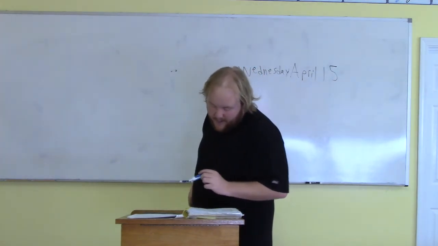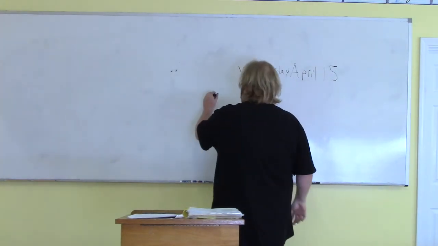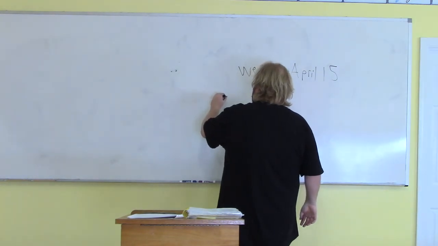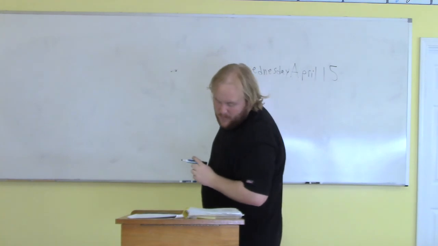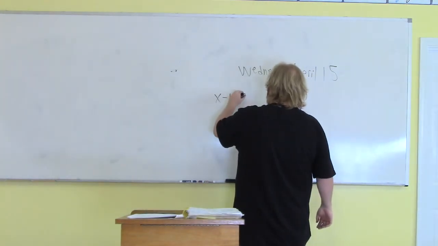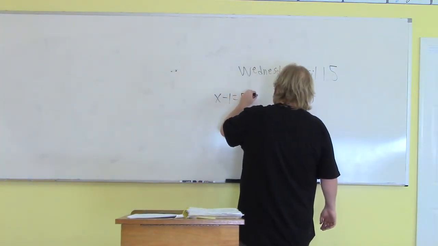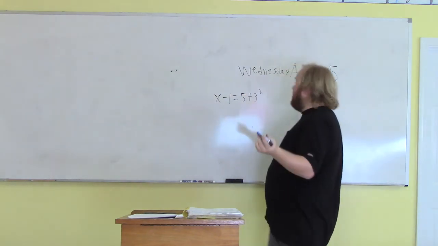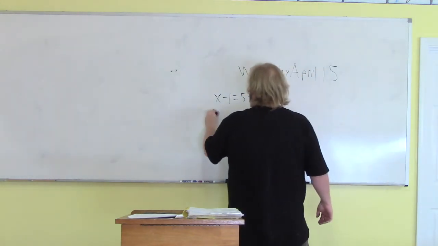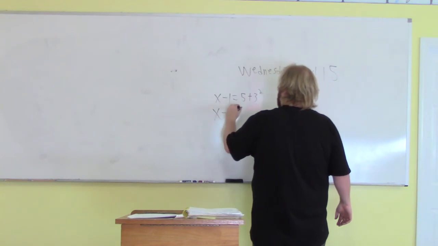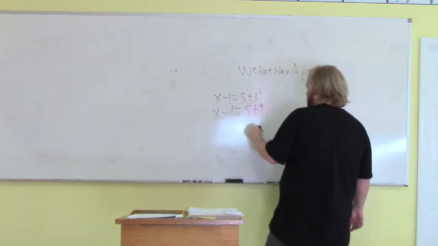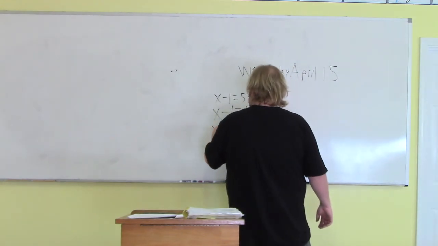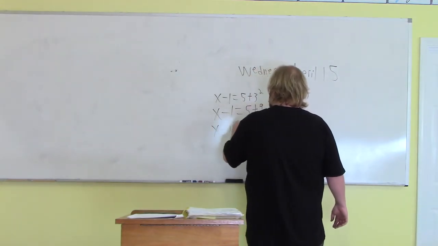Alright, let's try D. x minus 1 equals 5 plus 3 squared. Okay. 3 squared. Alright. Once again, PEMDAS. Let's do our exponents first. So this becomes x minus 1 equals 5 plus 9. We can go and add that. So we got x minus 1 equals 14.